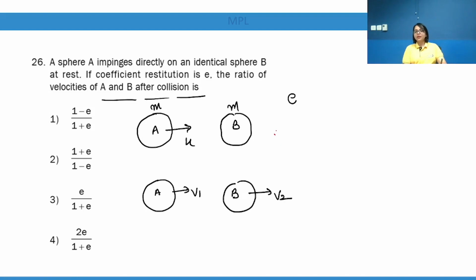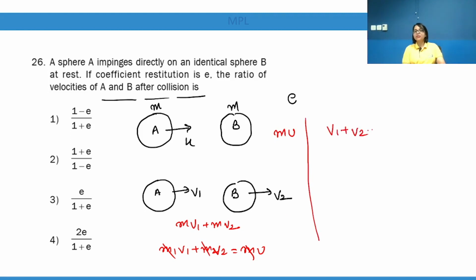What is the initial momentum? mu. What is the final momentum? mv1 plus mv2. Now, according to conservation of momentum, mv1 plus mv2 is equal to mu, right? So v1 plus v2 is equal to u. So this is our first equation. Coefficient of restitution is given as velocity of separation divided by velocity of approach. So this will be (v2 minus v1) divided by u. So v2 minus v1 is equal to eu. And at the same time, we have v2 plus v1 is equal to u.